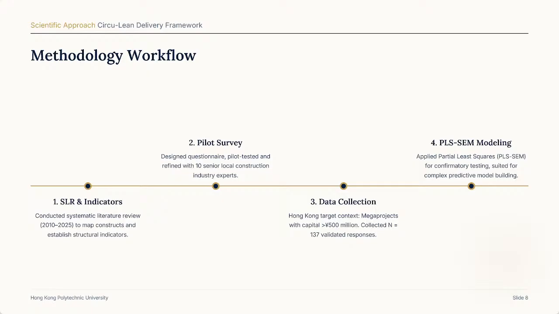For data collection, we're using Hong Kong as a case study because Hong Kong is very popular for its high skyscrapers and mega projects. Also, for the threshold, according to the literature, we found the definition of a mega project in Hong Kong and China. They call any project exceeding 500 million yuan a mega project. So we collected around 137 responses.